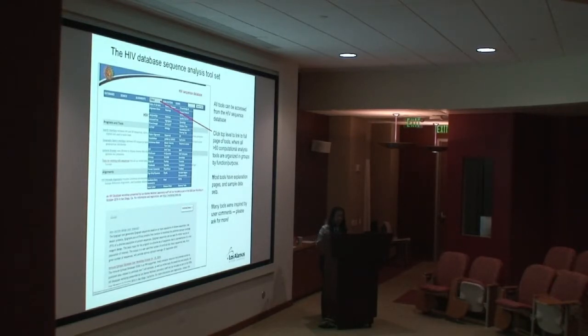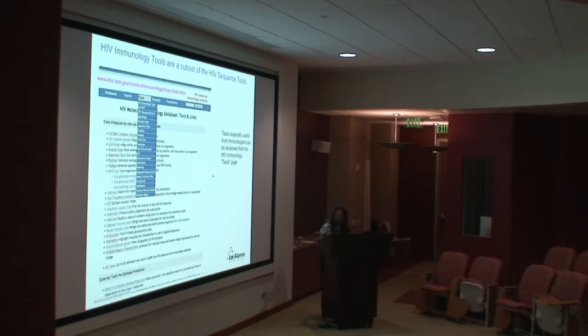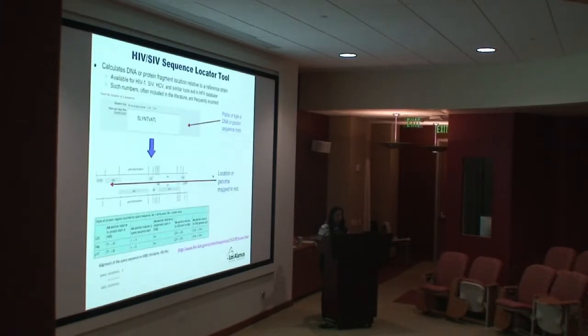All right. If we were to go to the HIV sequence database and look under the Tools tab, you can see that you can get to pretty much any tool. There are also tools under the Immunology Database tab that are more for immunology purposes, but they can all be reached from the sequence database. Here you're at the Immunology Database, you look at tools, there are fewer of them, and let's check out some of these. The first one is the HIV Sequence Locator tool.